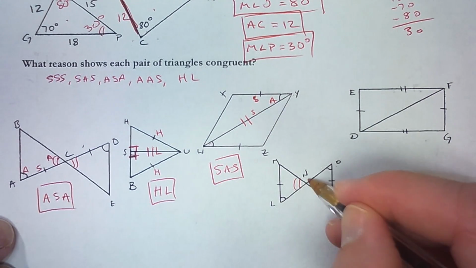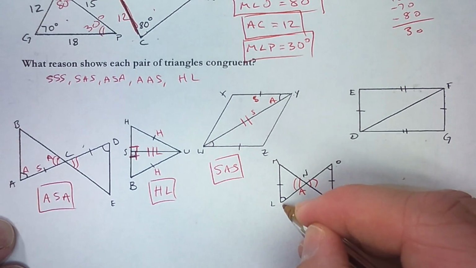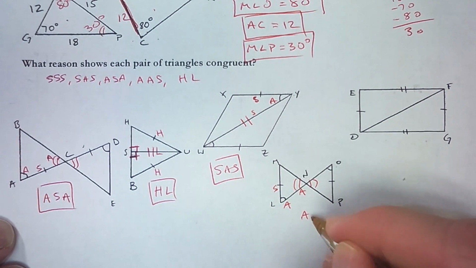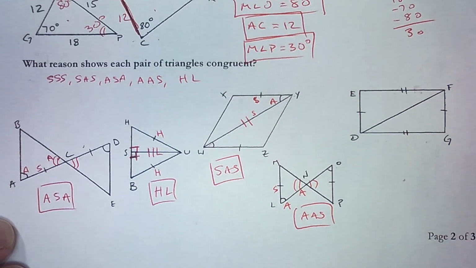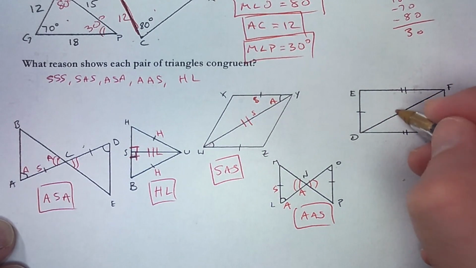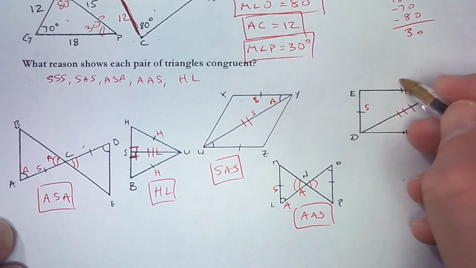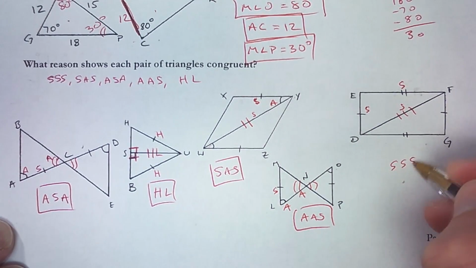Here's a pair of vertical angles, and that gives me angle, angle, side. And here is a shared side. Segment DF is congruent to itself by the reflexive property. That gives me side, side, side.